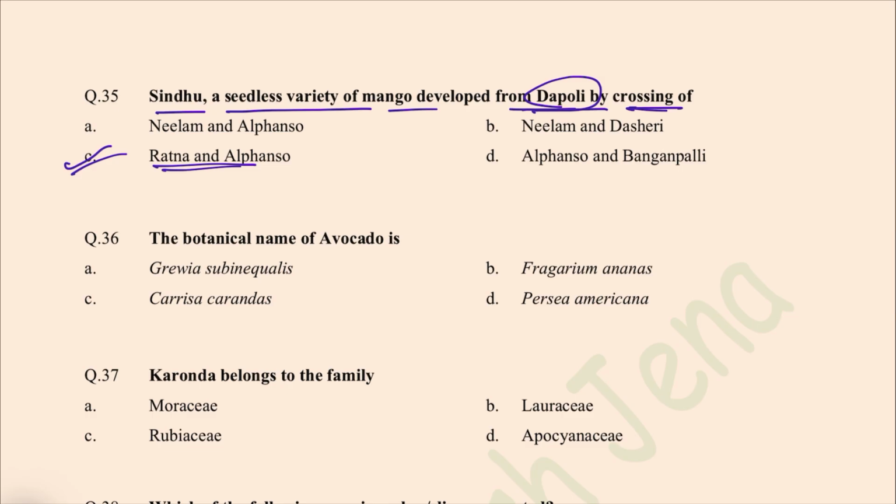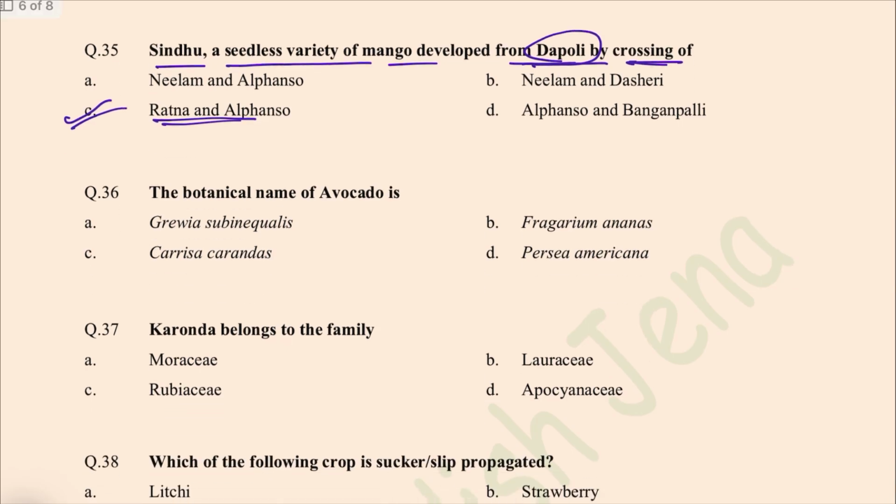Question from here: the phenomenon of seedlessness in fruits, like the trait exhibited in Sindhu mango, is botanically known as parthenocarpy. The famous mango variety Ratna is the result of which cross? Nilam and Alfonso.